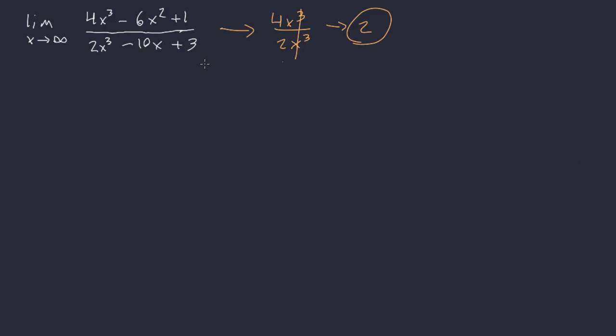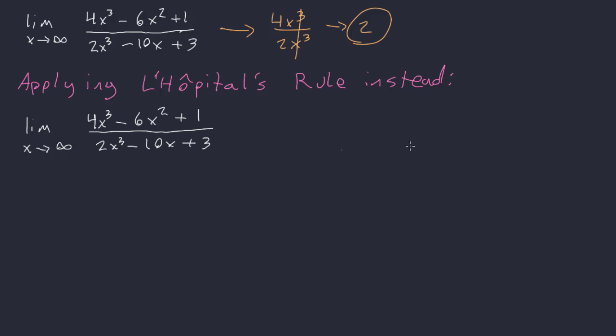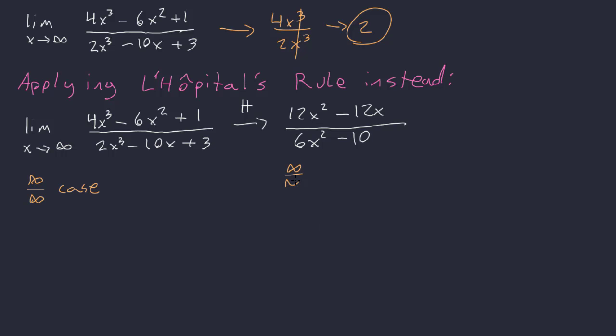Now, this, I think, is still the most efficient way to do this. But if we apply L'Hopital's Rule, okay, what we will see is we will get the same answer, but it may take more work to get there. Okay, so first of all, this is an infinity over infinity case. That is another indeterminate form. So applying L'Hopital's Rule, this will be 12x squared minus 12x on the top, and on the bottom we're going to get 6x squared minus 10. And this is still an infinity over infinity case.